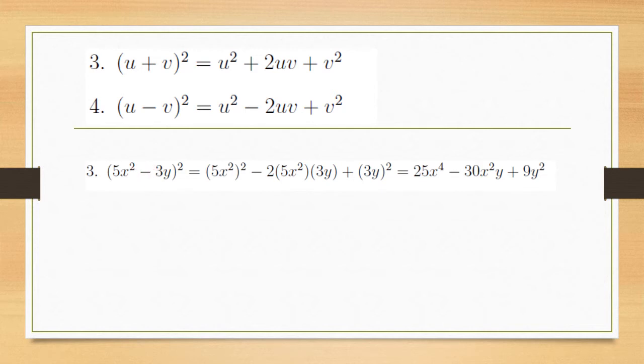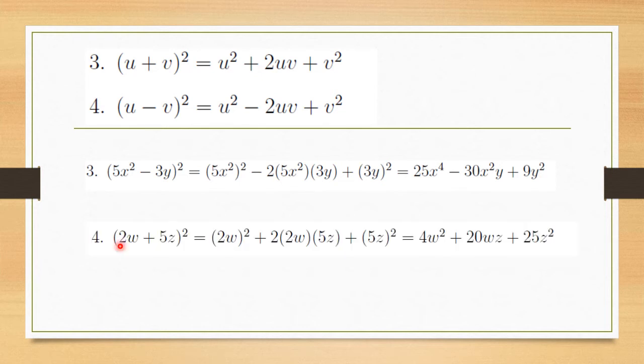So simplification, 5 squared is 25. X squared squared is x to the 4th. 2 times 5, 10 times 3 is 30. X squared y, plus 3 squared, and you also have a y squared, so that would be 9y squared.